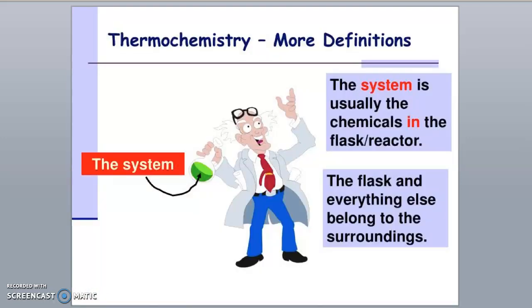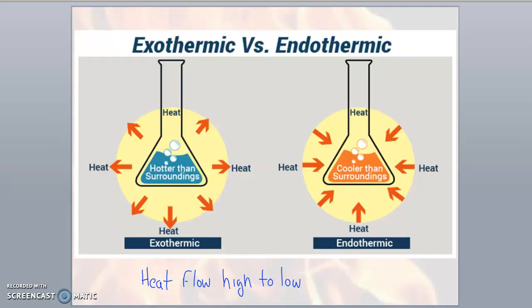Since we're talking about heat energy in this chapter, we will be carefully tracking the flow of energy, and this requires some boundaries. The system is usually in a reaction vessel for a chemical reaction, and the flask and the other things in contact are defined as the surroundings.